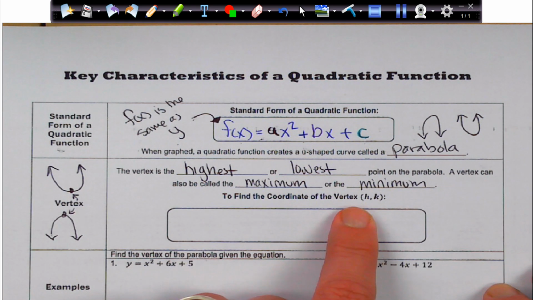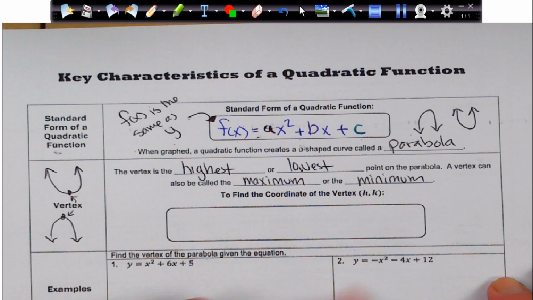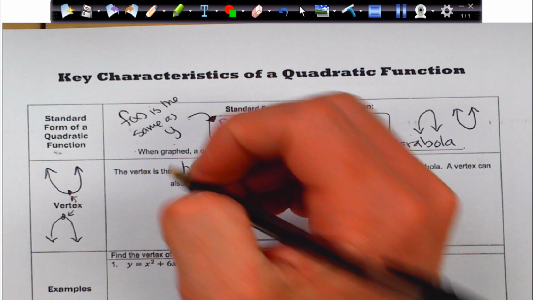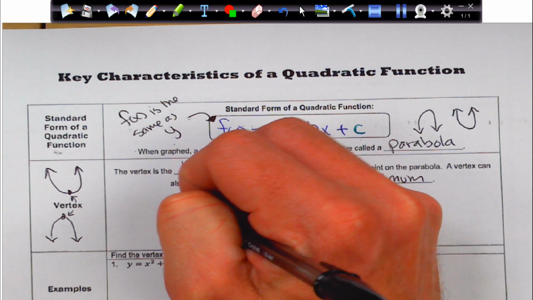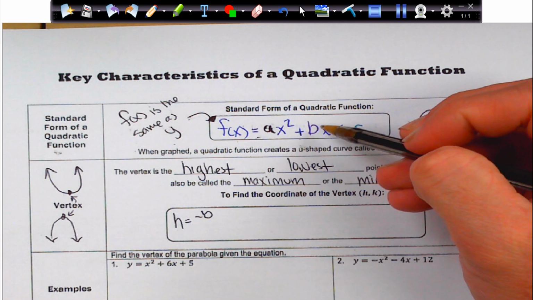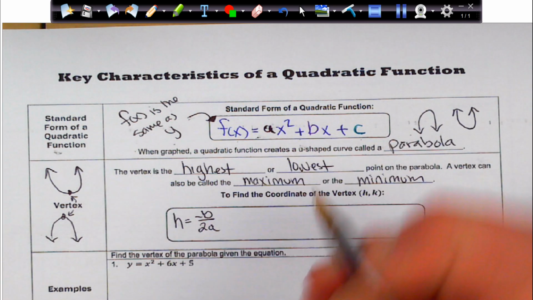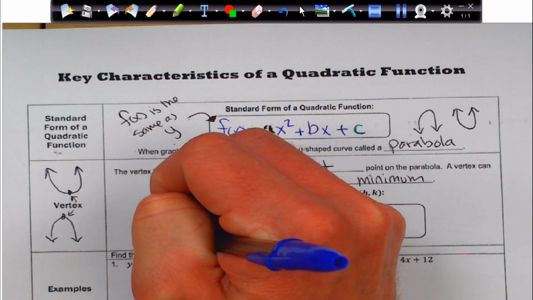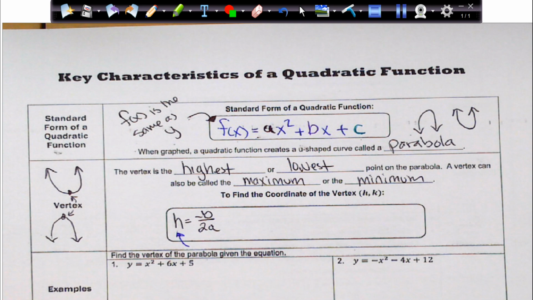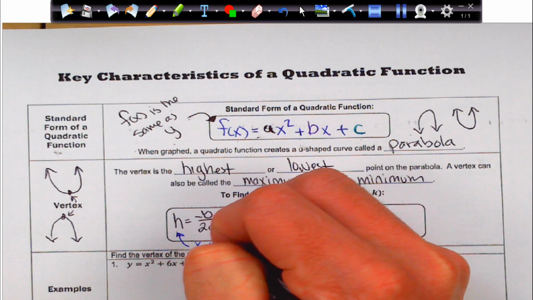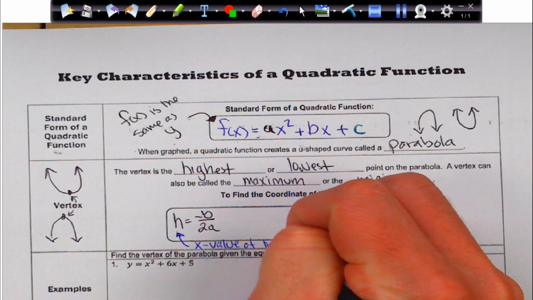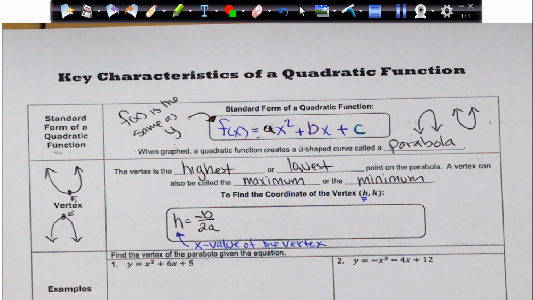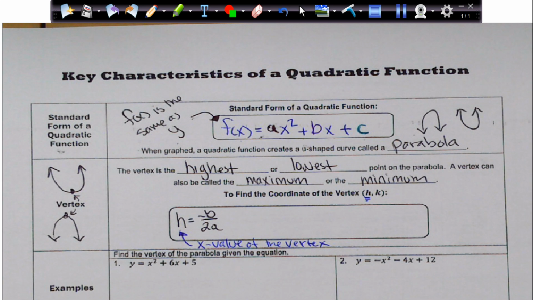So we can actually find the coordinates of the vertex pretty easily using this formula of h equals negative b, and that b comes from this up here, over 2a. Okay? And just to let you know, what is this h? The h is the x value of the vertex. Okay, we can see that right here. There's my h.